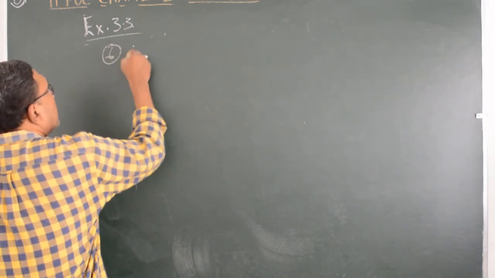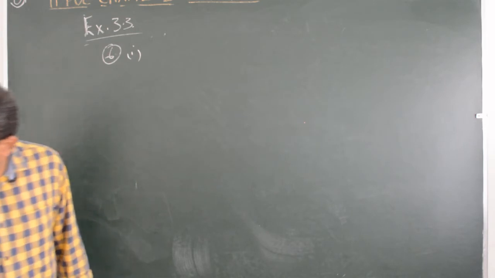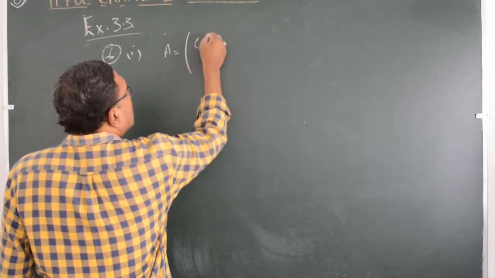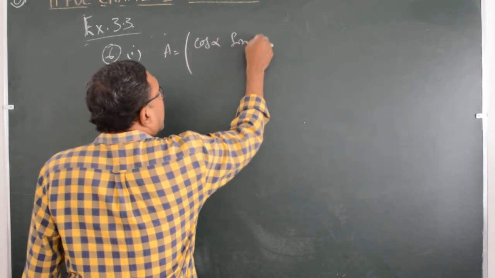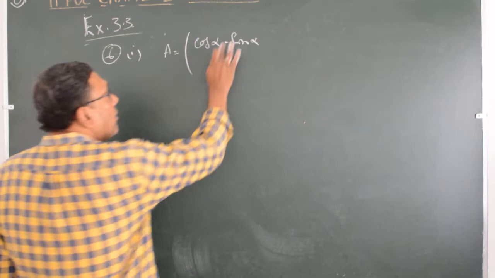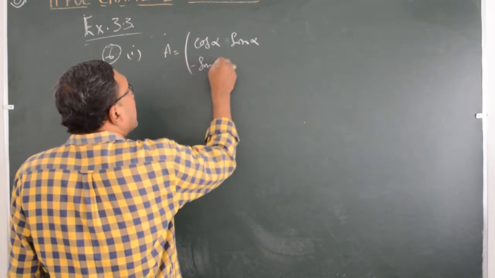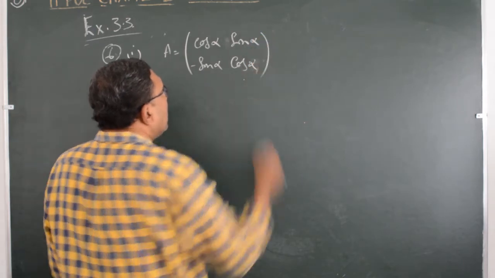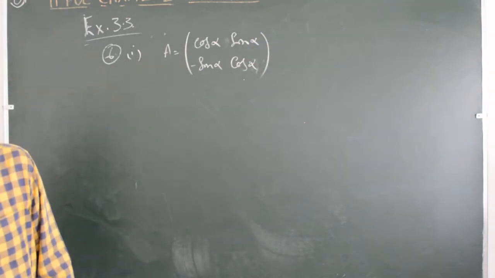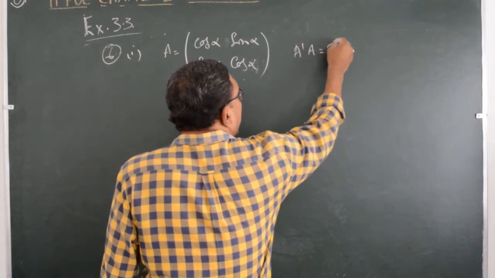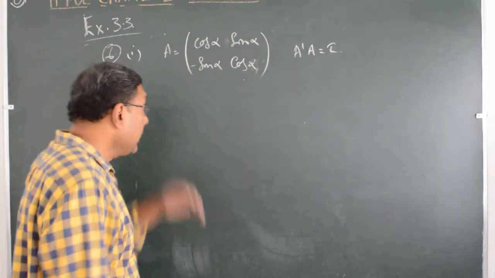Question number 1: a matrix A is given, cos alpha, sin alpha, minus sin alpha and cos alpha. And what we have to verify? A transpose into A is I. It's a matrix of 2 by 2.